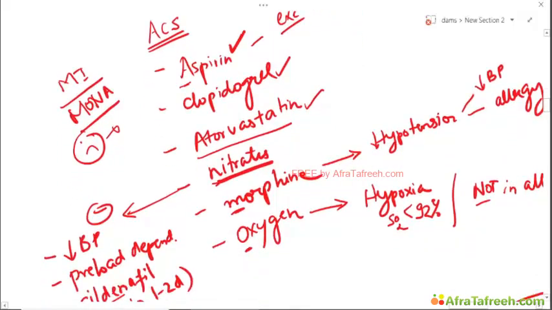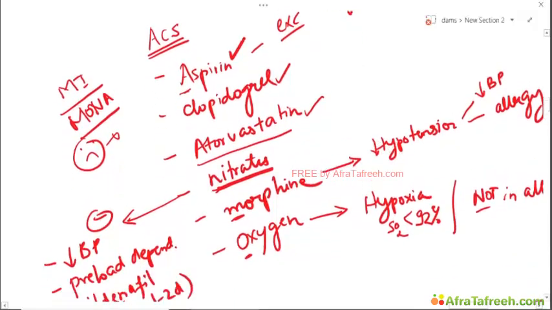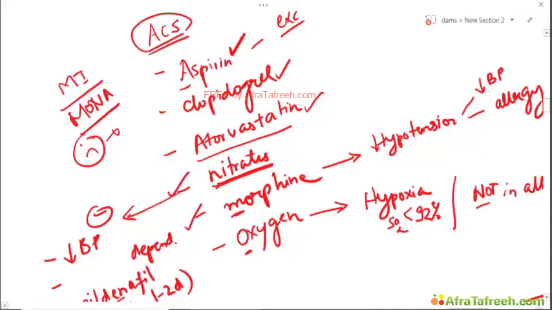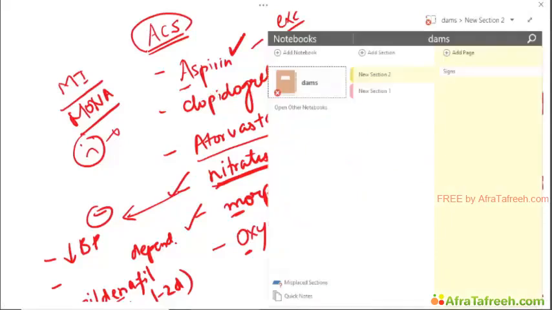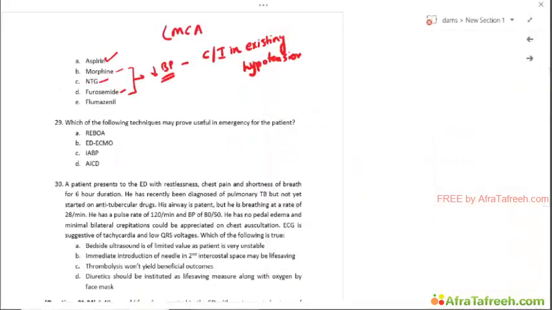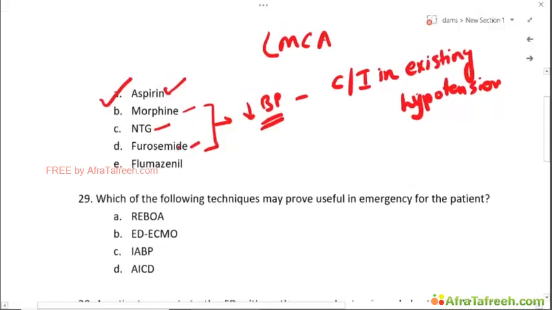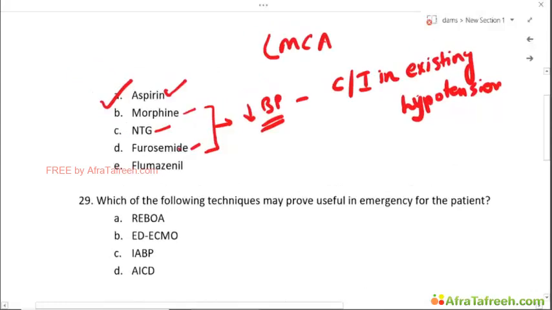Okay? So this was about the initial pharmacologic management of patients with an acute coronary syndrome upfront in the emergency department. Right? If the patient is hypotensive, nitrates and morphine should be avoided, and there is no use of giving a loop diuretic upfront. Right? So avoid morphine, nitrates, and furosemide. Aspirin is the right answer. So this is the drug which can be considered and which is not contraindicated.